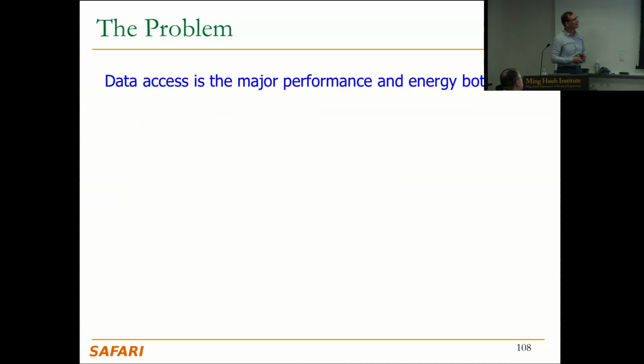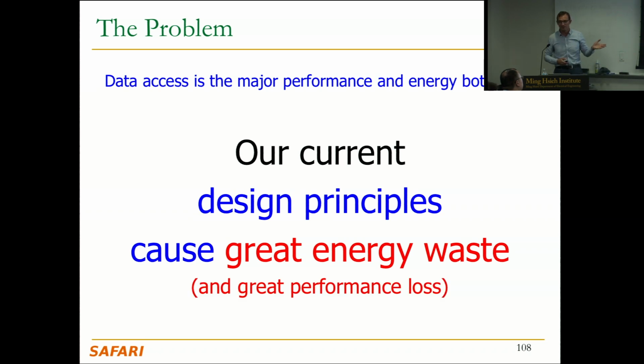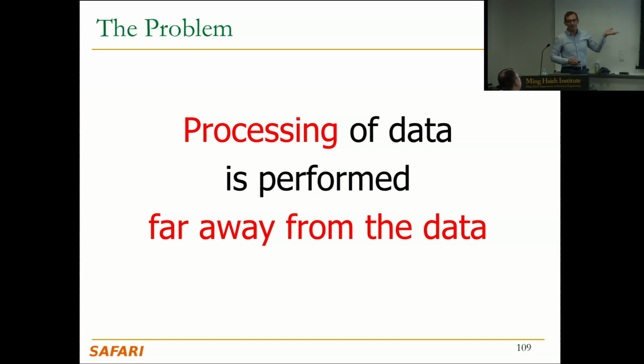But the problem is, even though data access is the major performance and energy bottleneck, our current design principles cause great energy waste. They exactly go against this bottleneck. And they also cause great performance loss. I put this in parentheses because we actually do a lot to overcome that performance loss. We build a lot of mechanisms: hierarchies, prefetching, multi-threading. They're all there to reduce the performance loss, but they all add to the energy waste on top of that. So they clearly create a trade-off between them, and they make the energy waste much worse. And the fundamental problem is processing of data is performed far away from the data. We're just moving data too much.